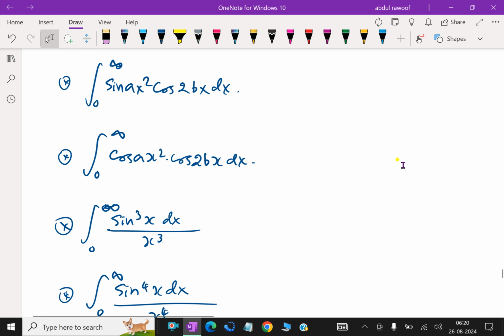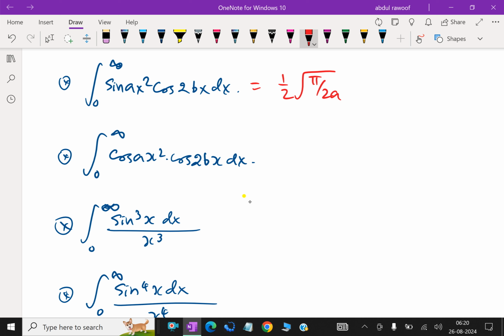Next one, integral 0 to infinity sin ax square cos 2bx dx is equal to 1 by 2 square root of pi over 2a of cos b squared over a minus sin b squared over a.